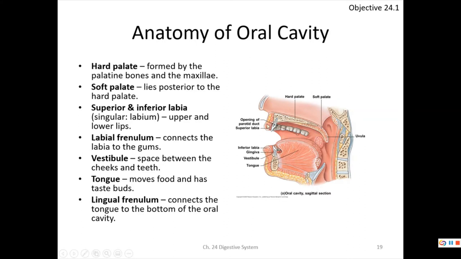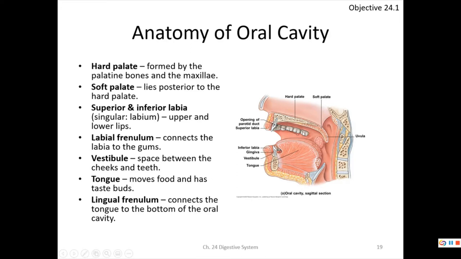There is an upper lip, a superior labia, and an inferior labia, which are attached to the gums via the labial frenulum. So it is the flap of tissue that attaches lips to gum called the labial frenulum. The vestibule is the space located inside the lips and cheeks. This is where a person puts their dip.